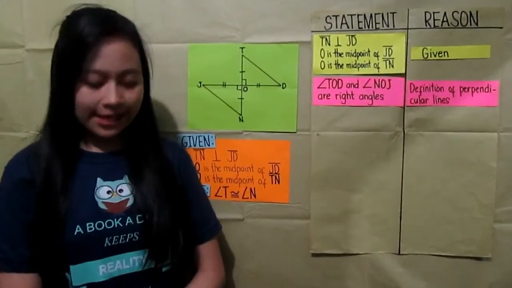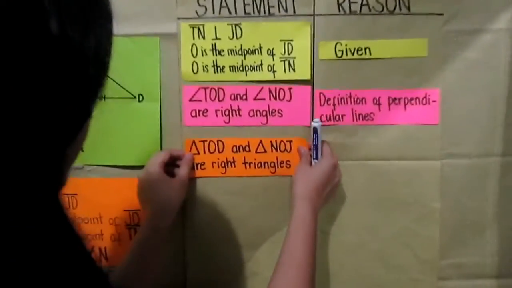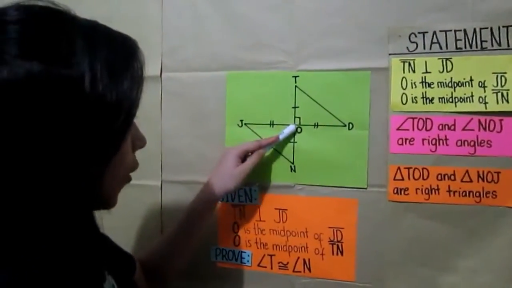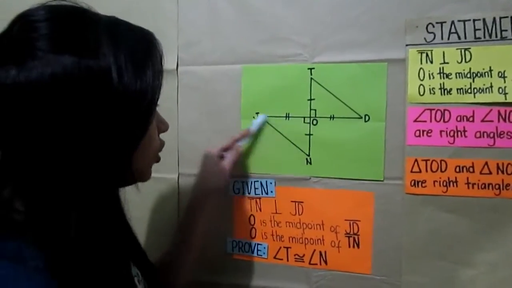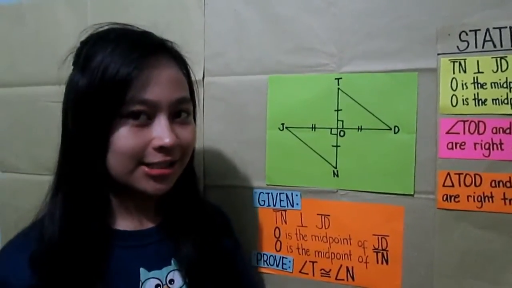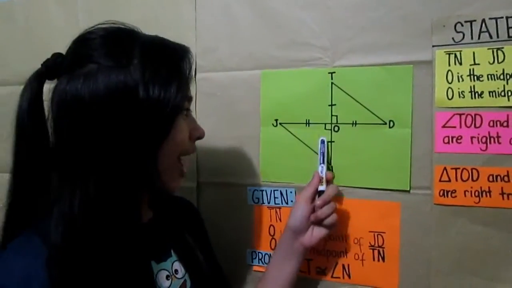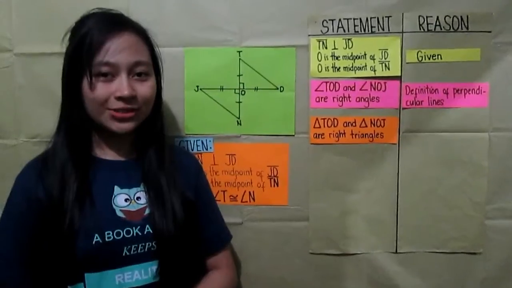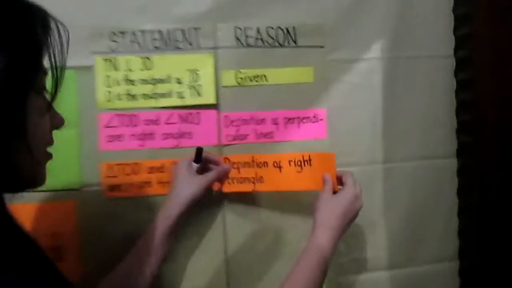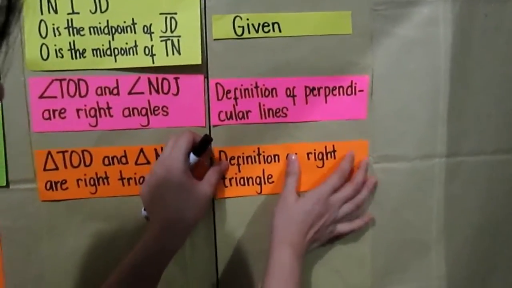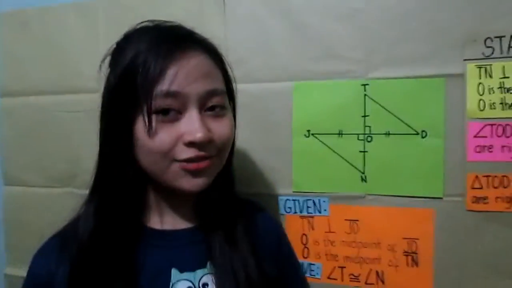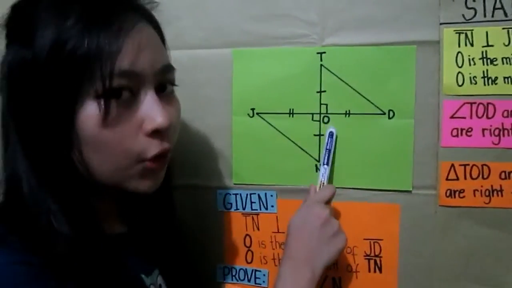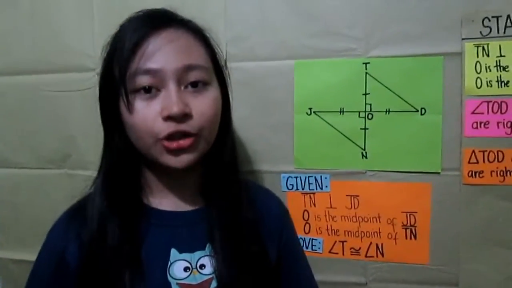Our third statement states that triangle TOD and triangle NOJ are right triangles. This is because they have a right angle in them, which is angle O. The reason for the third statement is the definition of right triangle. As I have said earlier, this is because they have a right angle in them, which is O, and it measures 90 degrees.